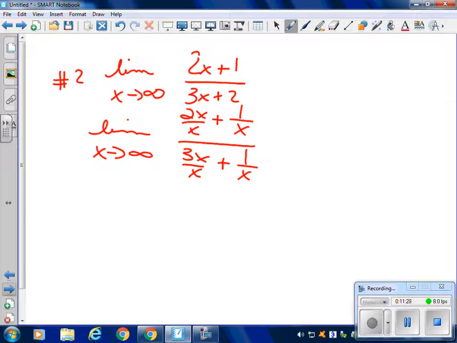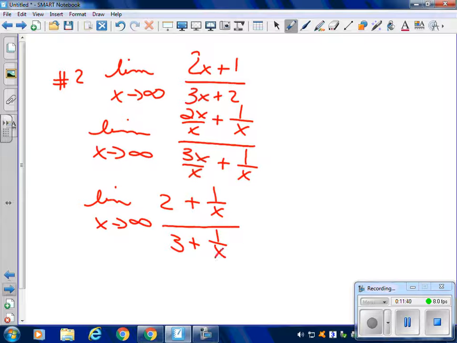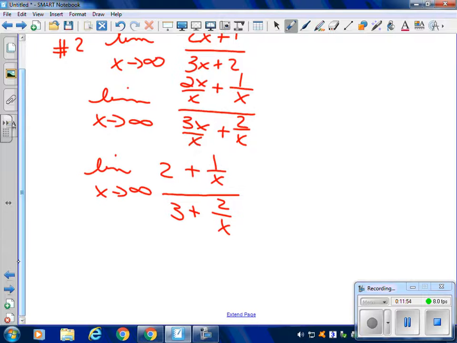Now what happens? Well, 2x over x reduces to 2 plus 1 over x. And 3x over x reduces to 3 plus 1 over x. Oh, I'm sorry, I wrote that wrong. Thank you. That will be 2 over x. I missed my 2. Does everybody see how I did that?